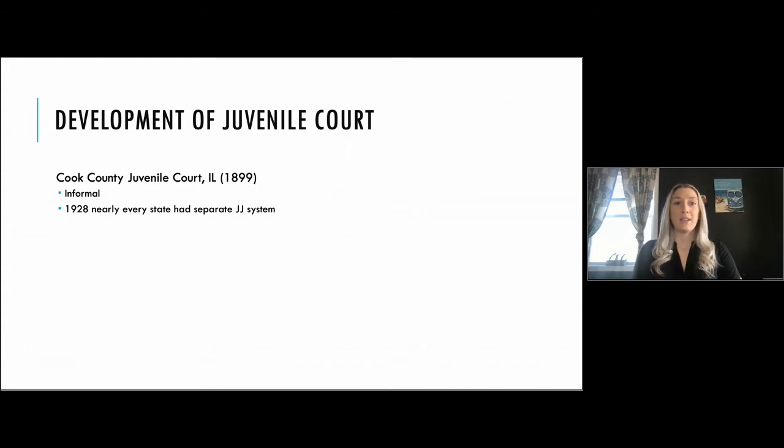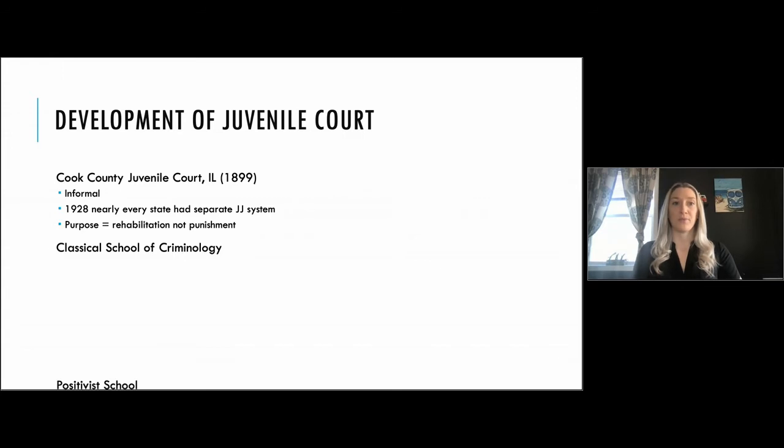So by 1928, nearly every state except 2 had a separate juvenile justice system. The purpose here was rehabilitation, not punishment, which remains true today. So we have 2 different schools of thought. We have the classical school of criminology, and then we have the positivist school.